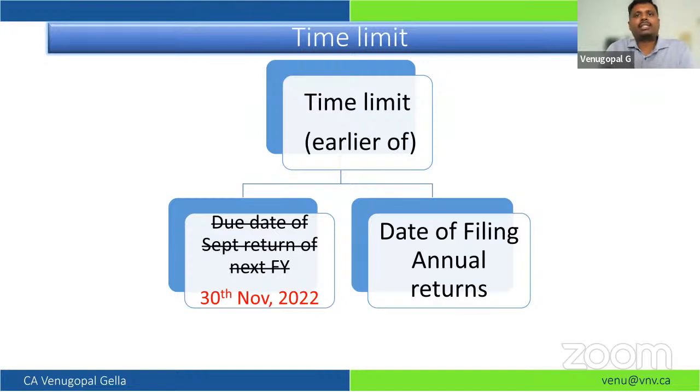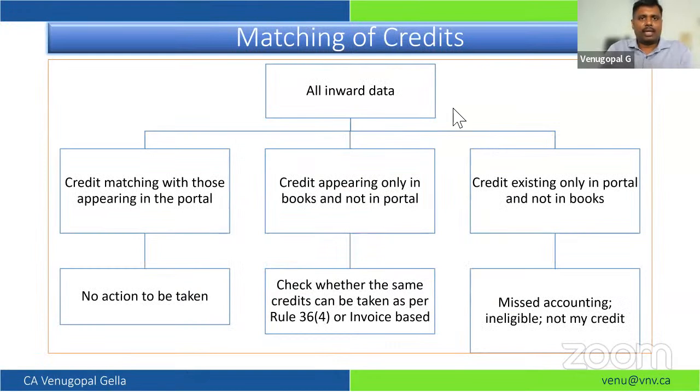Now it has been extended, that is up to 30th November. Now, the important thing which you have to do in GST before you file your GSTR-9 is reconcile the data which is there in the books of accounts, the total purchases vis-a-vis GSTR-2A. Why do you need to do a total purchases vis-a-vis GSTR-2A?